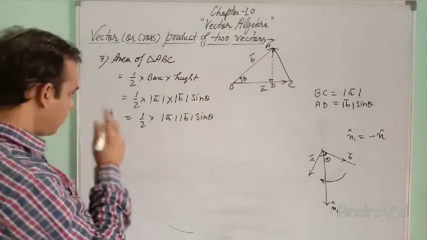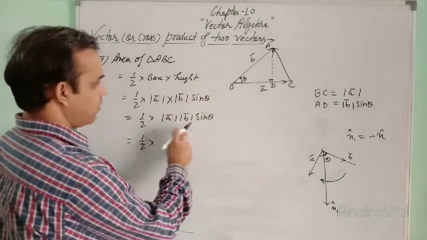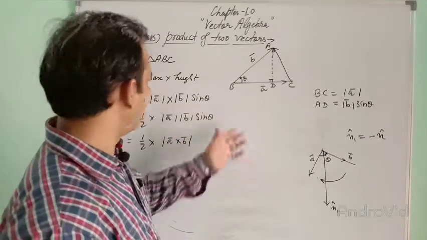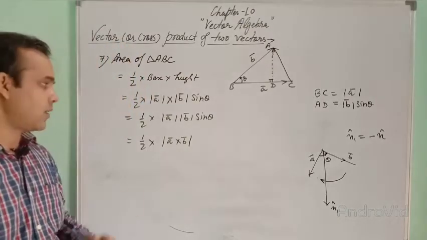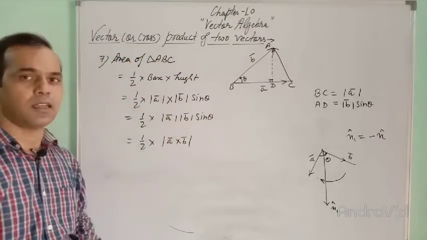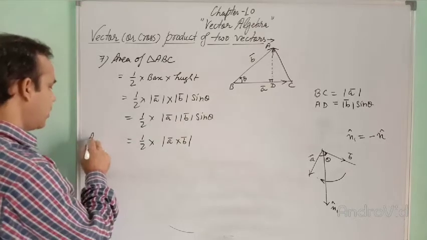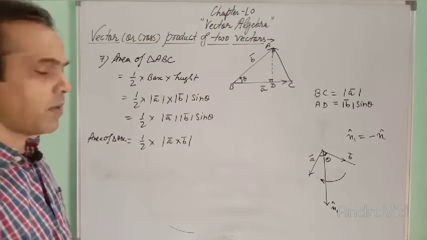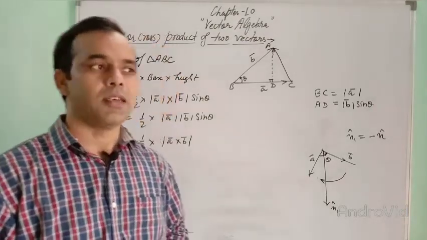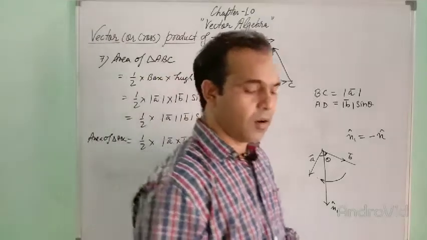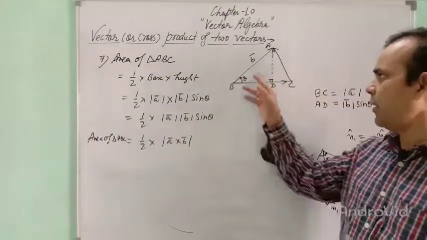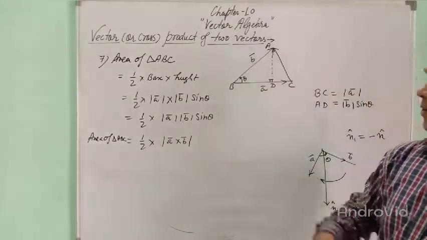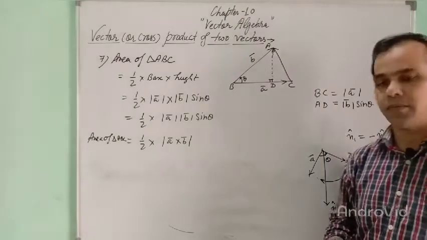Now 1/2 into AB sin theta is actually half of the magnitude of A cross B. We have got this result in the last point we discussed earlier, that the magnitude of A cross B is equal to AB sin theta. So we can write this relation. The area of triangle ABC is equal to half of the magnitude of A cross B. This means if the two adjacent sides of the triangle are given in the form of vectors A and B, then its area can be determined by the relation 1/2 times the magnitude of A cross B.